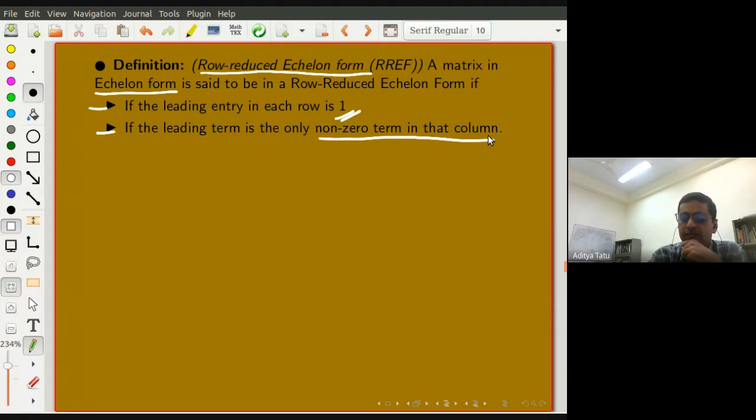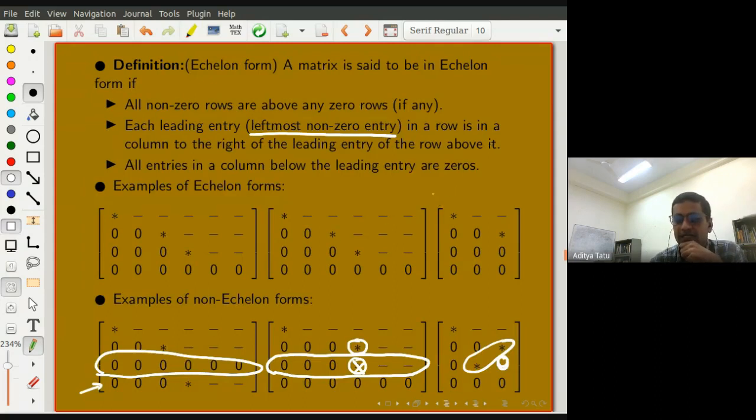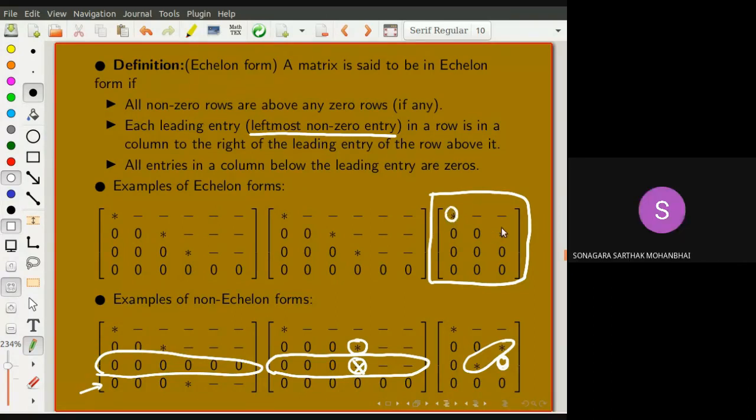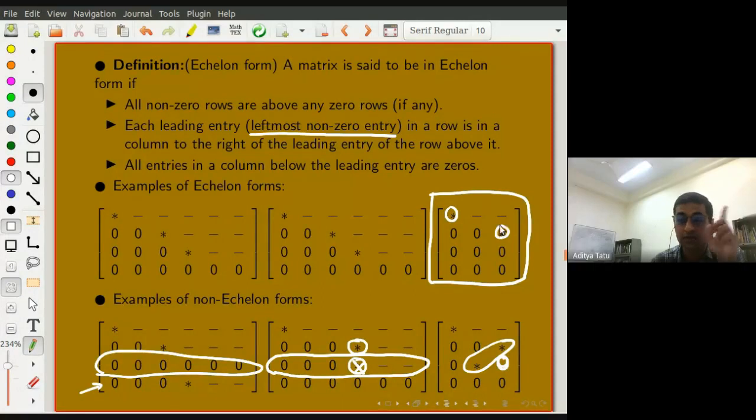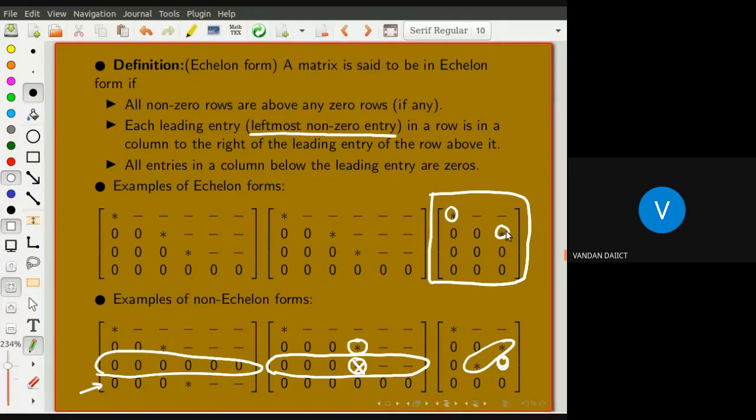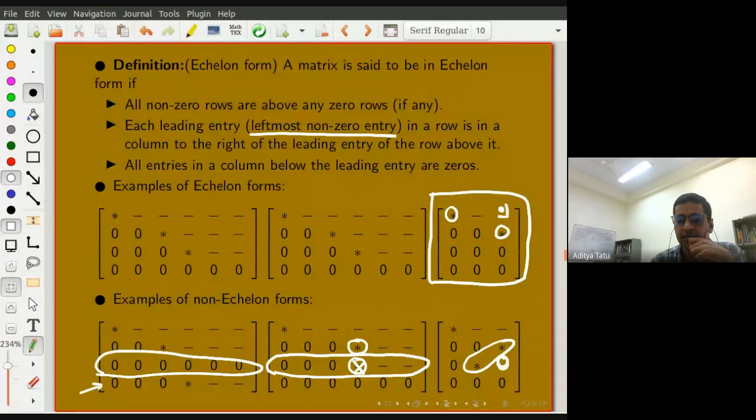Again, if you have an echelon form matrix, let's take this one, how do I get an RREF using elementary row operations? First, divide the first and second rows by their leading terms, and then all the entries above should be zero. Would you need all of them to be zero? The last entry in the first row can be non-zero, but we can turn it to zero using row operations. Yes, only this term over here has to be zero.